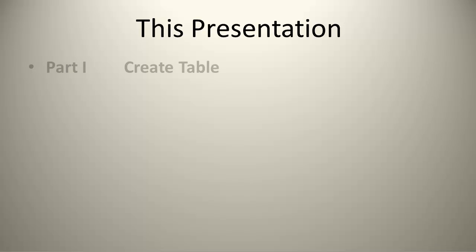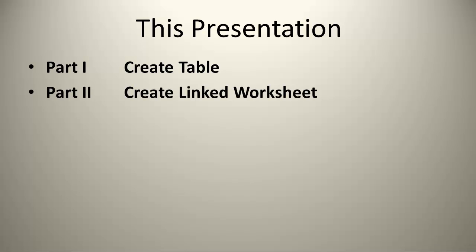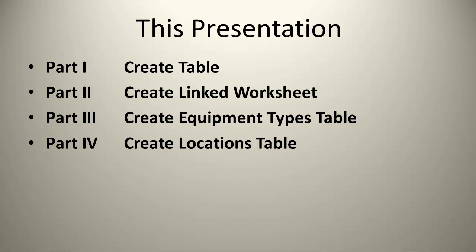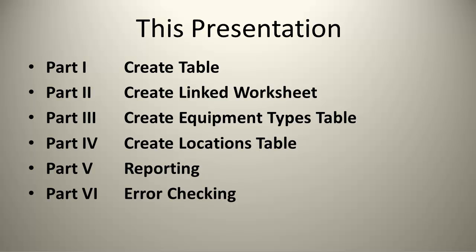This particular presentation will have several parts. In the first part, we'll create that first table, the list of lamps. In the second part, the linked worksheet that refers to it. Then we'll create the equipment types table, which is a little more complicated, and the locations table. So those are the three tables in that workbook. We'll do some reporting so that we can summarize what we have in that locations table. We'll go over some basic error checking, and finally saving and using this as a template. So that's the extent of what we'll be doing in these files.